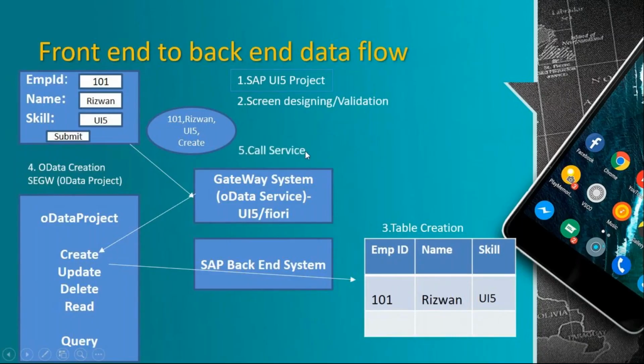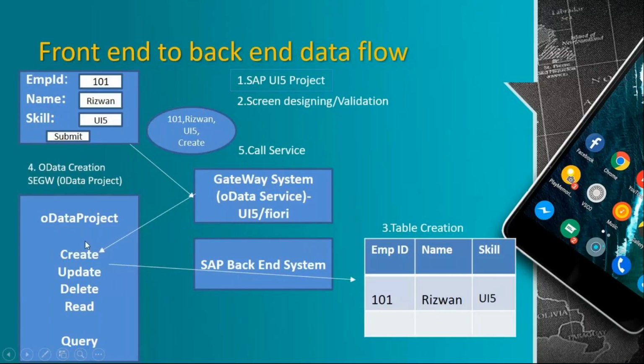Now step number five is when you click on the submit button, you will call the OData service. While calling this OData service, you need to mention which operation you want to call and the corresponding data. I mention that I want to call the create operation and this is the data. Now this create request will be received by the OData framework and it redirects this execution to the appropriate method, that is create. And it also passes this data.